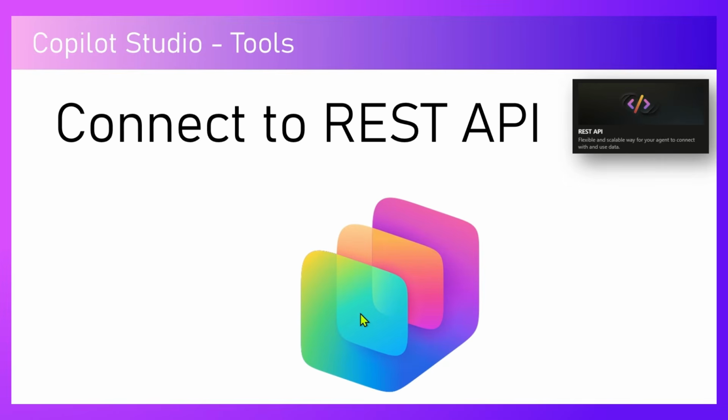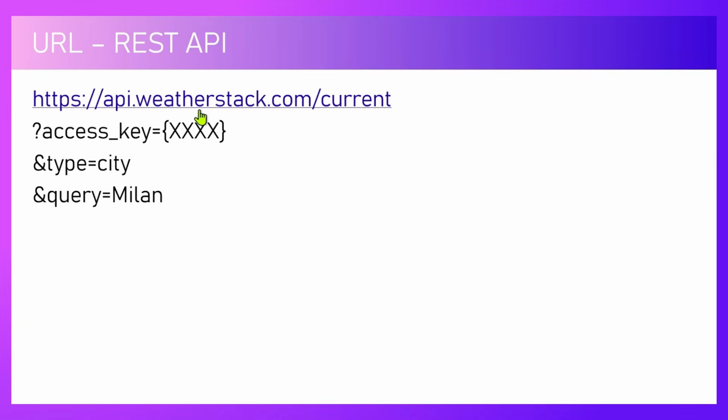Now for that, I'm going to use a simple example from WeatherStack. So this is how the URL is formed in WeatherStack. I'll give you an example as well. I have already registered in weatherstack.com. Now from here, if I type in this URL, give the access key, and type in the city and the query, I'll be able to get the weather details of that particular city.